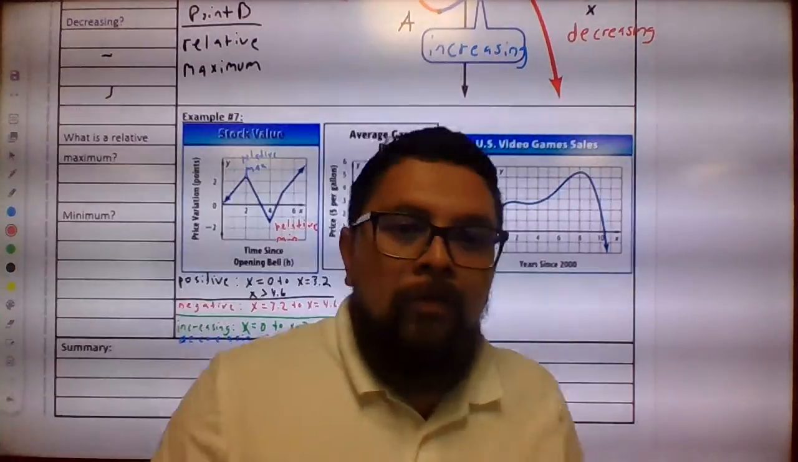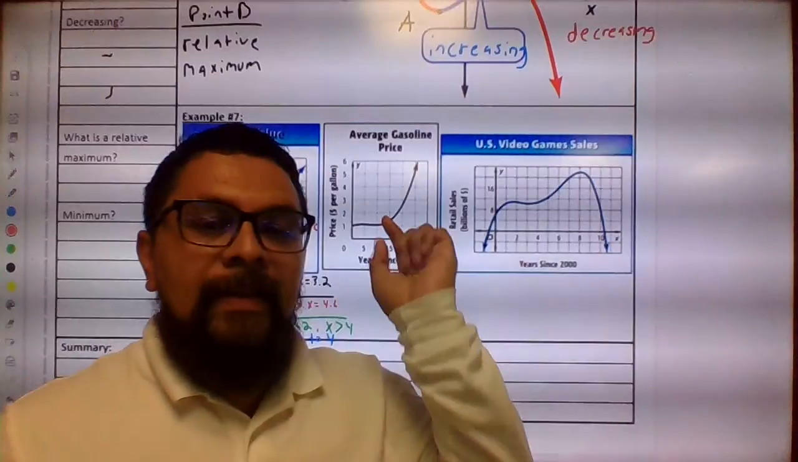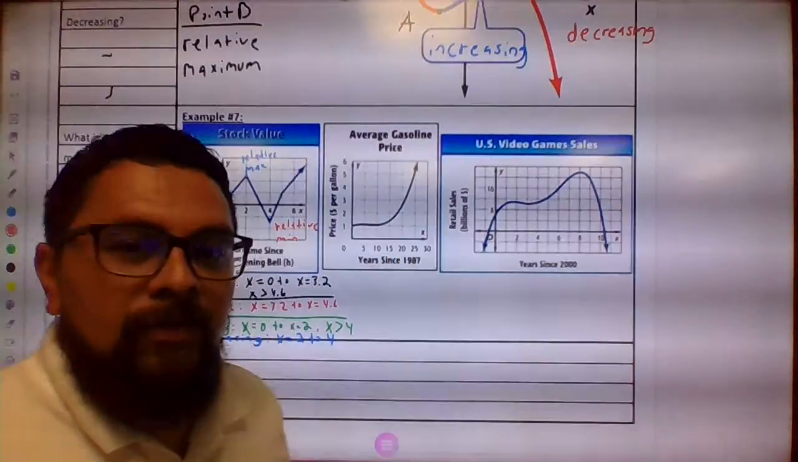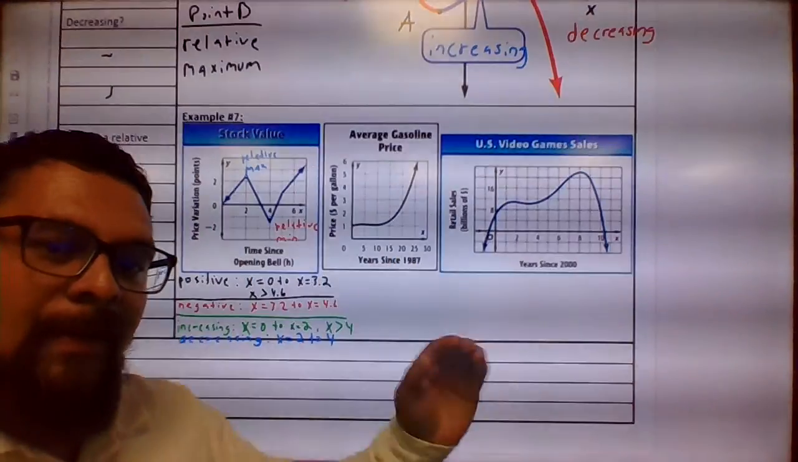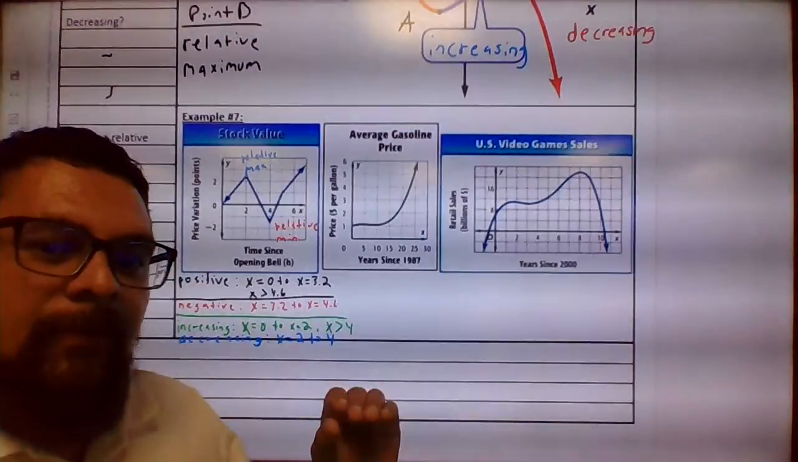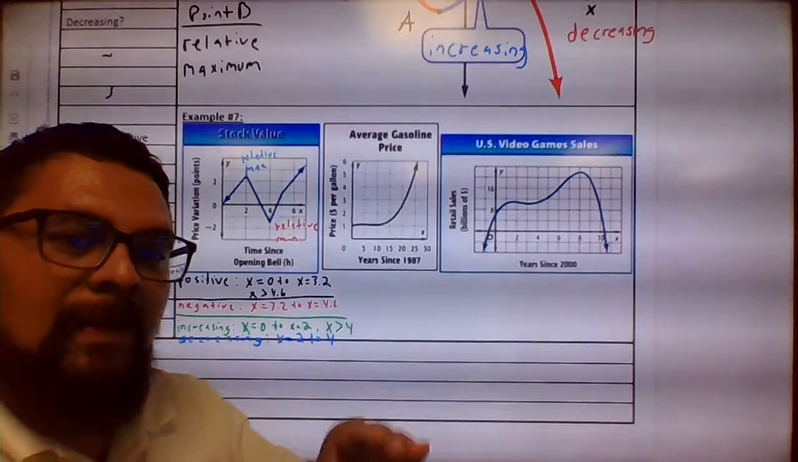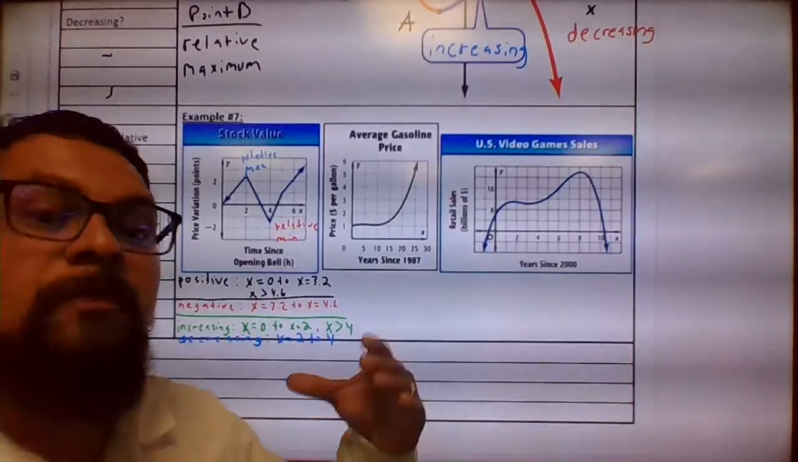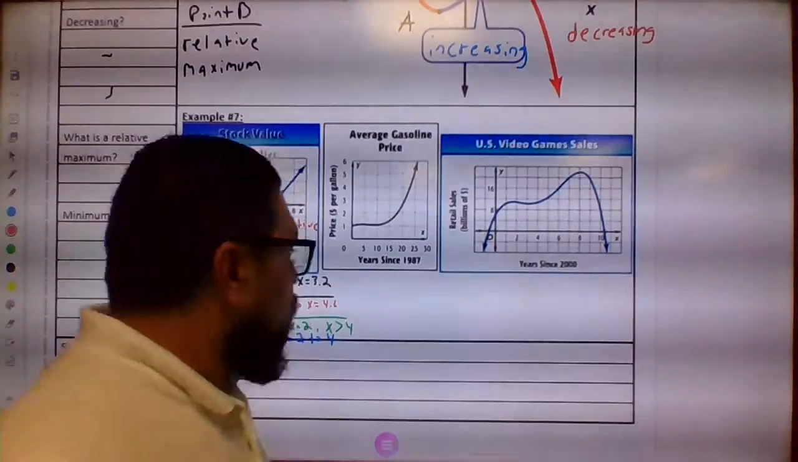Hi class, so we are on 1.8. We are on example number 7. Okay, so I split this up from example 5 and 6. Example 7 is more of a summation of 5 and 6, so that's why I decided to split it up. Okay, so let's go ahead and do the first one.